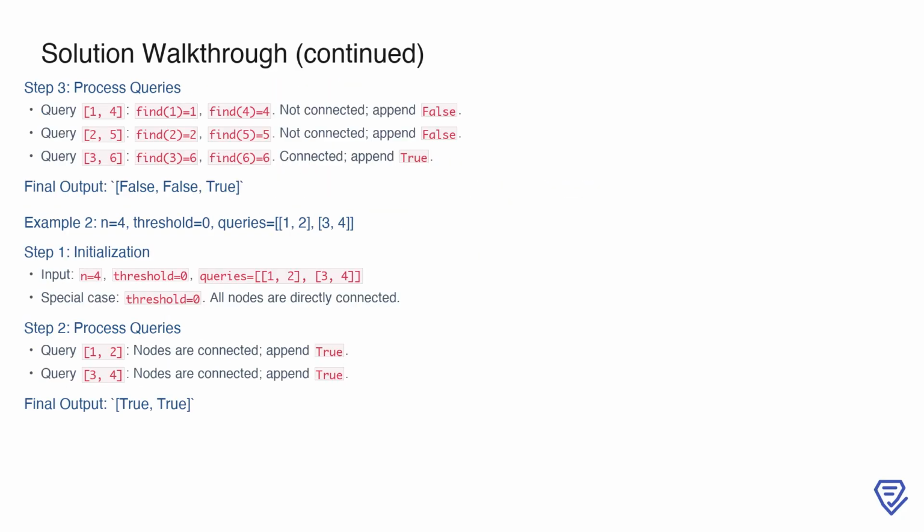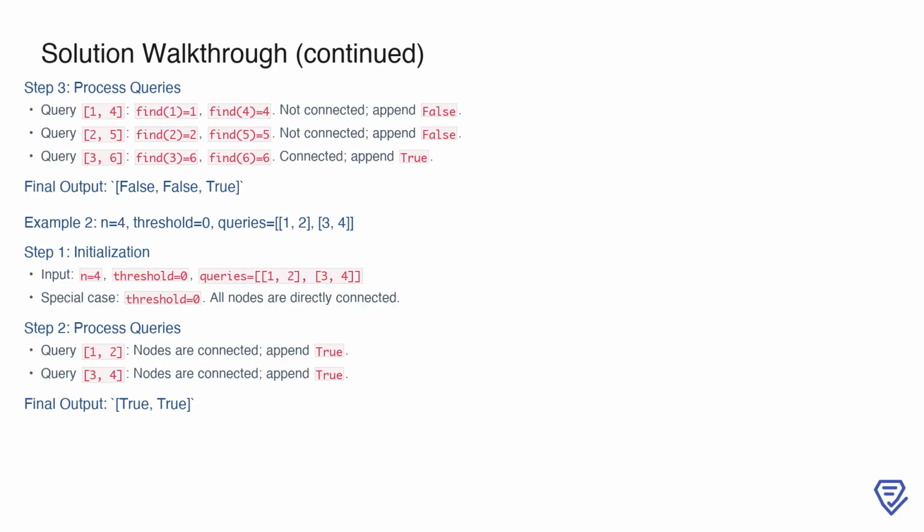Now, we process the queries using the union find structure. For the query 1, 4, we check the roots of nodes 1 and 4 using the find function. Since their roots are different, they are not connected, so we append false to the result. For the query 2, 5, we again find that nodes 2 and 5 are not connected, so another false is appended. For the query 3, 6, we find that both nodes share the same root, meaning they are connected, so we append true. This gives us the final output of false, false, true.